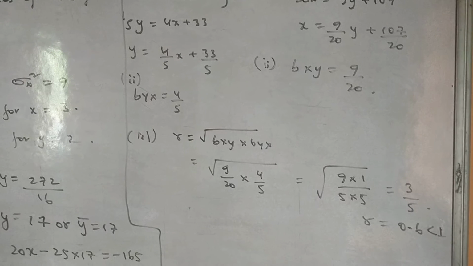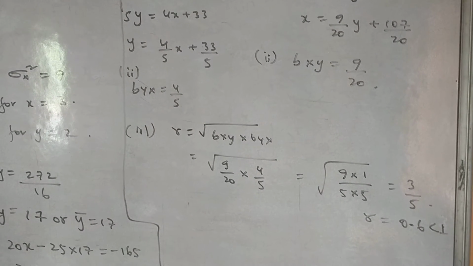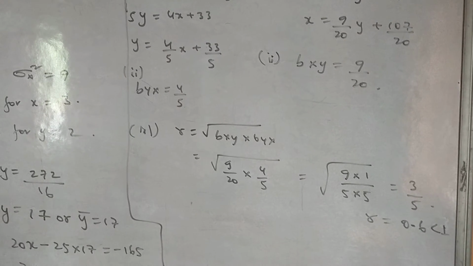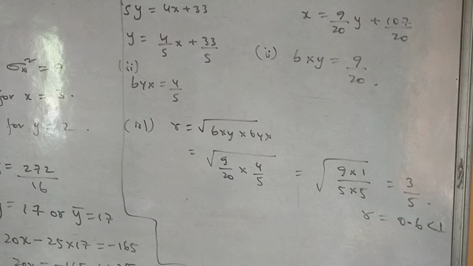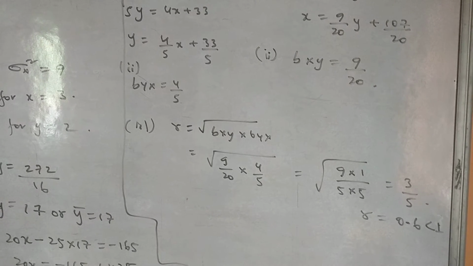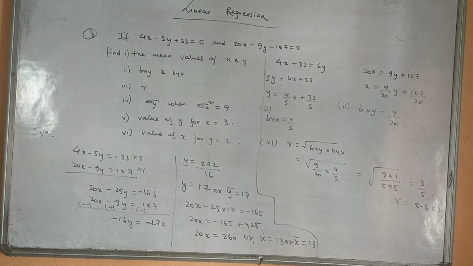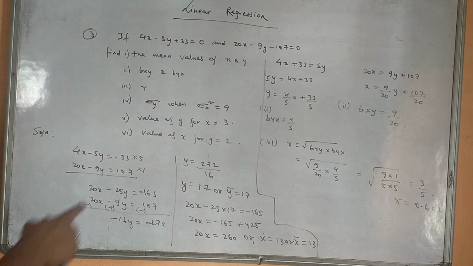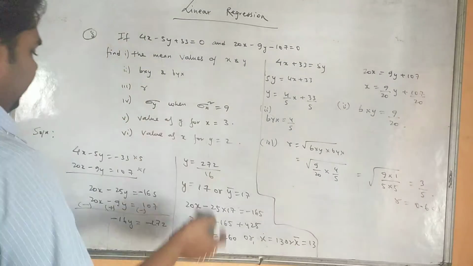Now here we can cancel it out. 4 1s are 4, 4 5s are 20 in the denominator. So we'll get 9 by 25. So 9 is a perfect square, if we take the square root we get 3, and 25 is 5. So 3 by 5 is the value of r. Next, point number 4. Sigma y, that means the standard deviation of y, we have to get when the variance is given as 9.